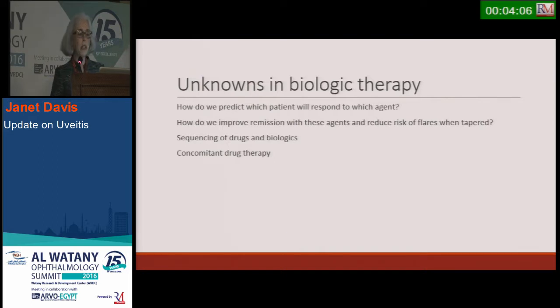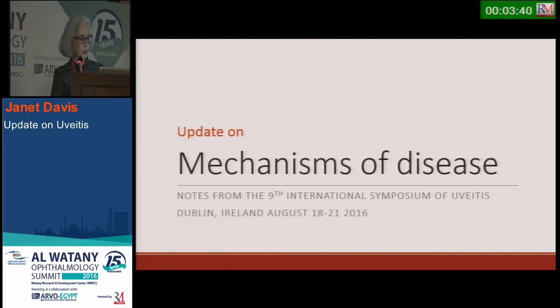Lots of unknowns in biologic therapy. How do we predict which patient will respond to which agent? How do we improve the remission with these agents, which unfortunately tend to need to be given for long periods of time, very difficult to taper them? How do you sequence using drugs and biologics? Do you add one after the other? Can you treat someone with biologics for a while and put them back on drugs? And how do you monitor concomitant drug therapy and decide what to use in patients?